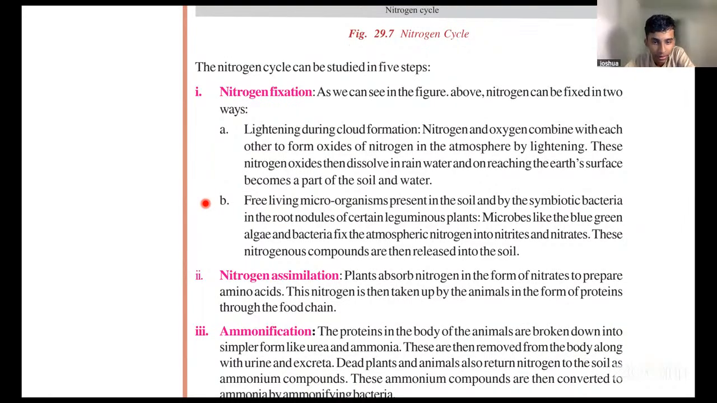Free living microorganisms present in the soil and the symbiotic bacteria in the root nodules of certain leguminous plants. Microbes like the blue-green algae and bacteria fix the atmospheric nitrogen into nitrites and nitrates. These nitrogenous compounds are then released into the soil.